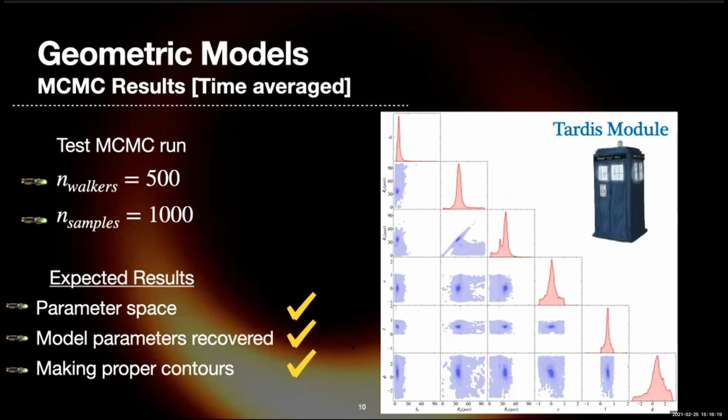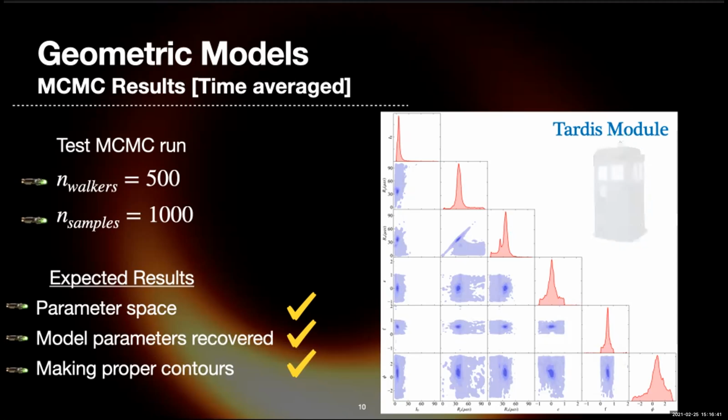For the analysis here, we chose 500 walkers and 1,000 samples, which obviously wasn't enough to get a very good result, but at least as per what was expected, we were able to explore the whole parameter space. The model parameters that we thought of initially, we were able to recover as well, and we're getting some proper contours as well.